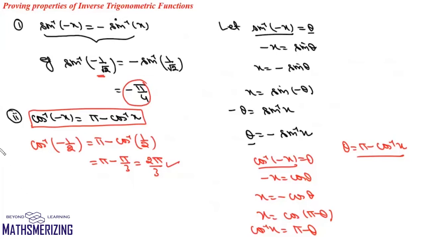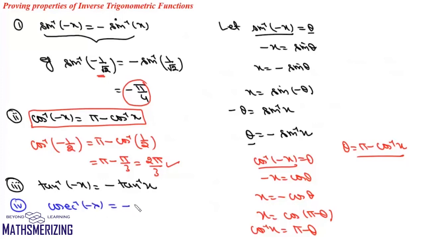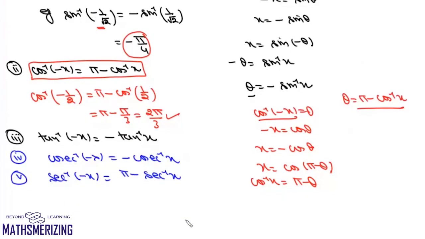So the third one is tan inverse minus x, and tan inverse minus x is minus tan inverse x. Now cosec inverse x is the same as sine inverse, so cosec inverse minus x will be minus cosec inverse of x. Secant inverse of minus x will be the same as that of cos, so it will be pi minus secant inverse of x. And make a note for this one, which is cot inverse of minus x.